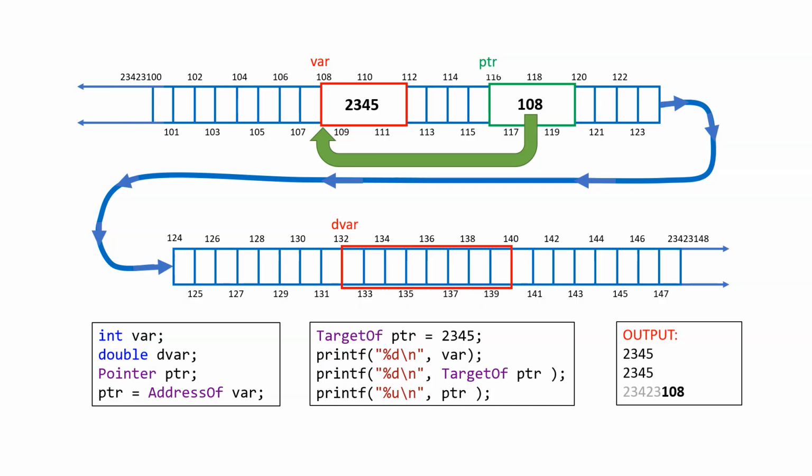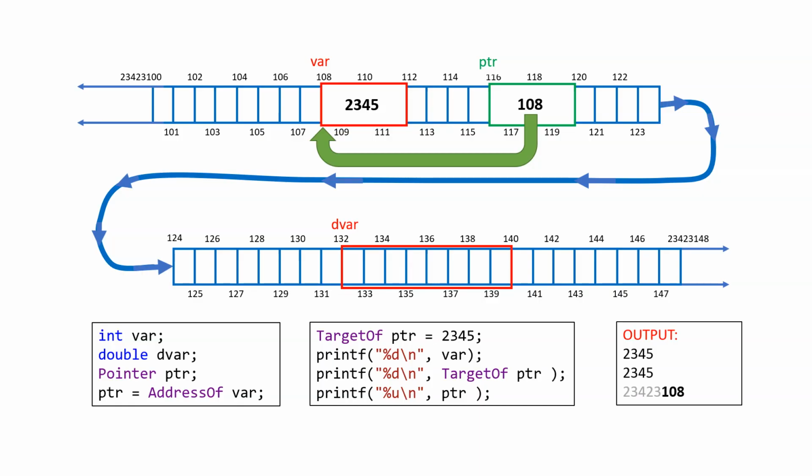Yes? So when you say target of PTR is 2345, does it mean that the value of PTR then is 2345? No, the value of PTR is 23423.108. The value of target of PTR is 2345. Let's use the proper terminology. This is something that is extremely important. The reason that you see I'm going about it this way is that if you say it right, it will fit in your brain. But if you say it incorrectly, you'll never learn it. That's the most important thing.